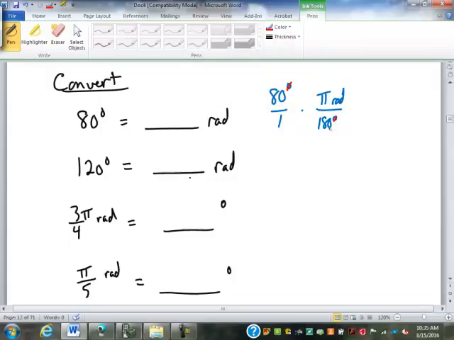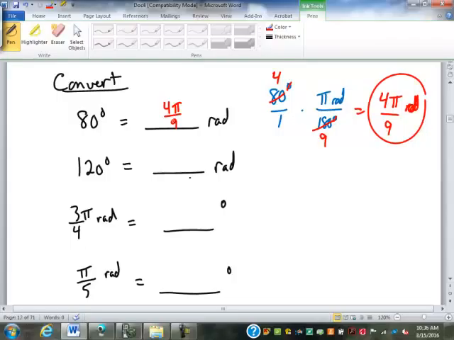Both 80 and 180 can divide by what? We're going to do 20, which would give me 4 and 9. So 4 times pi radians is 4 pi radians over 1 times 9 is 9. So 4 pi over 9 radians. Make sense? Just a matter of cross-canceling and the fractions is all it is.